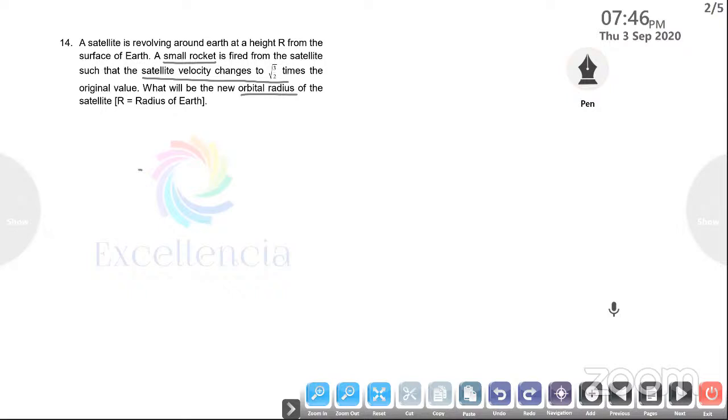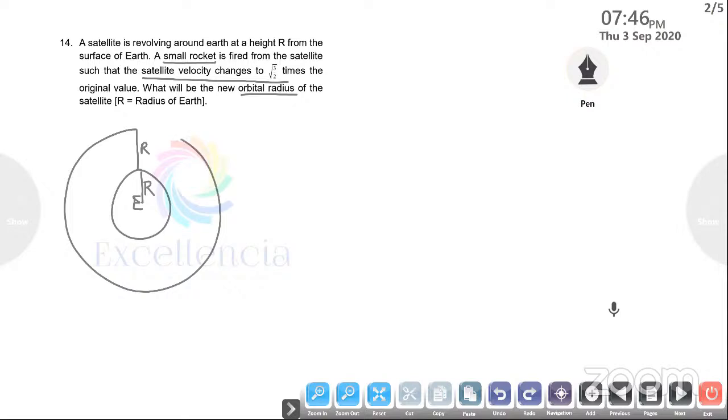So let's take a figure like this. This is the surface of Earth whose radius is equal to R. And above the surface of Earth at a height R, which is equal to the radius of Earth, a satellite is revolving. So therefore the radius of orbit right now is R plus R, 2R. Radius of orbit of the satellite now is 2R.